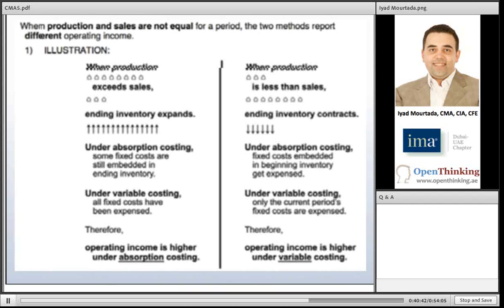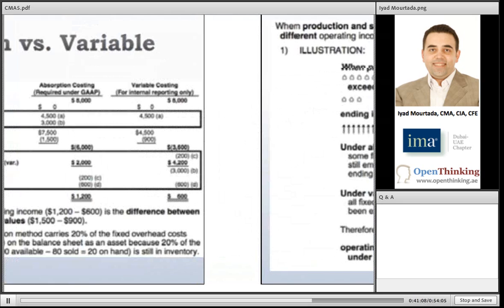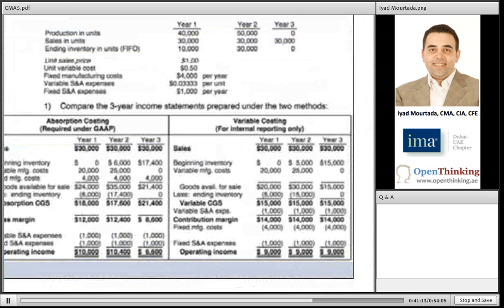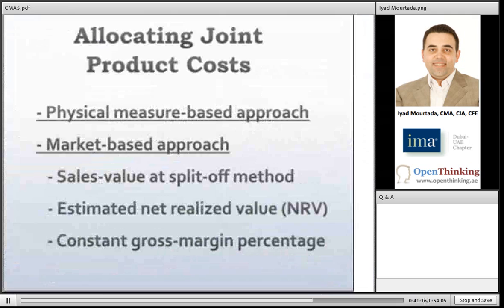So under absorption, what are we going to have? Some fixed costs are still embedded in the inventory. Under variable costing, all fixed costs have been expensed. So operating income is higher under absorption. Just understand this: when we are producing more than we are selling, operating income is higher under absorption costing. The opposite applies when we look at variable costing. Okay, let's move on. These are more examples about it.